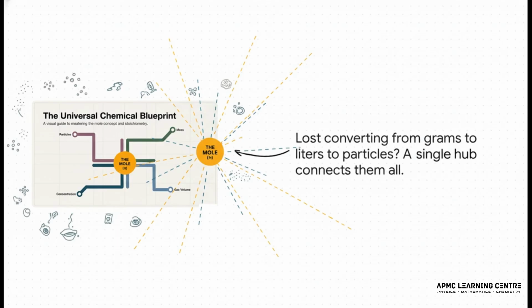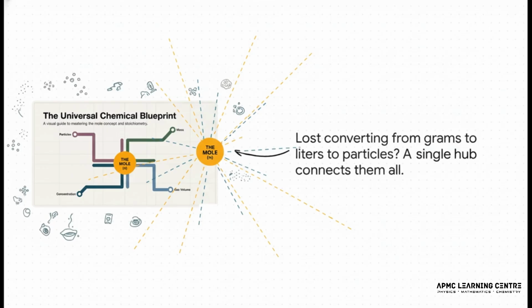So here's that map. Look at all these different concepts on the outside. We've got mass, particles, gas volume, concentration. They all look like these separate disconnected islands, don't they? But what's that right in the middle? What's the one thing connecting them all? Yep, it's the mole. This is the central hub, the grand central station of chemistry that makes every single one of these calculations possible.